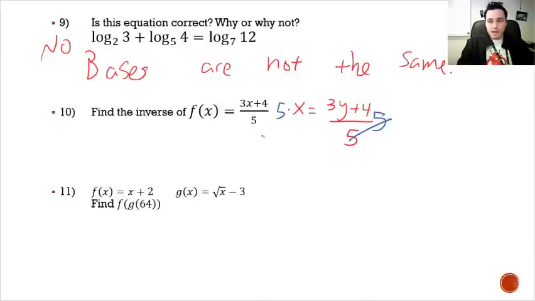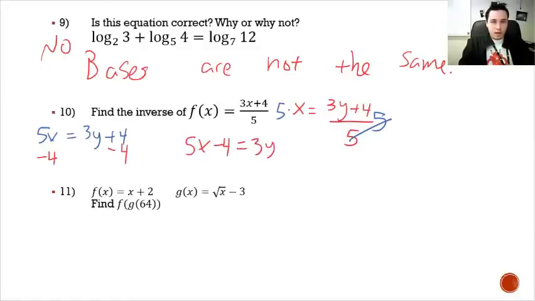Okay. Now I've got 5x on one side, and I've got 3y plus 4 on the other side. Should be pretty straightforward. I'm going to subtract the 4. 5x minus 4 equals 3y. And then the last step is divide both sides by 3. And so then really that means that this is the answer right here.